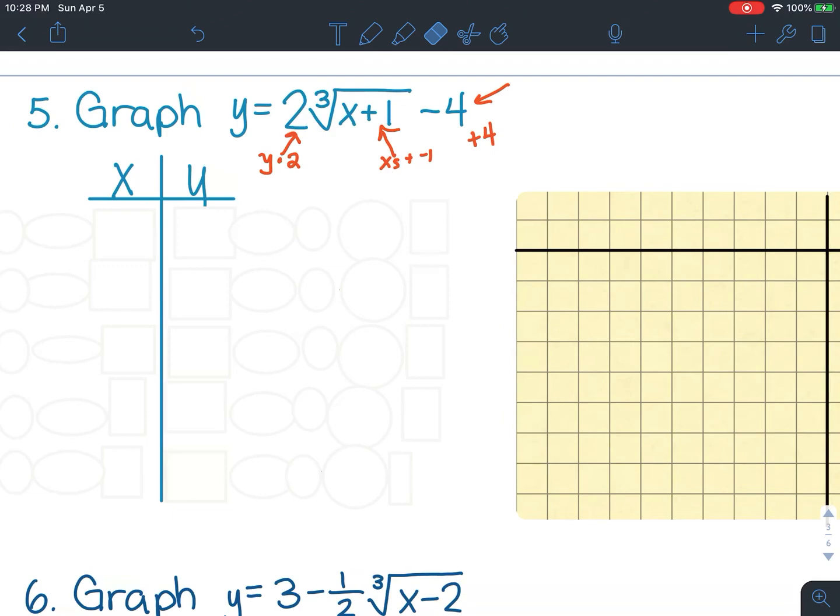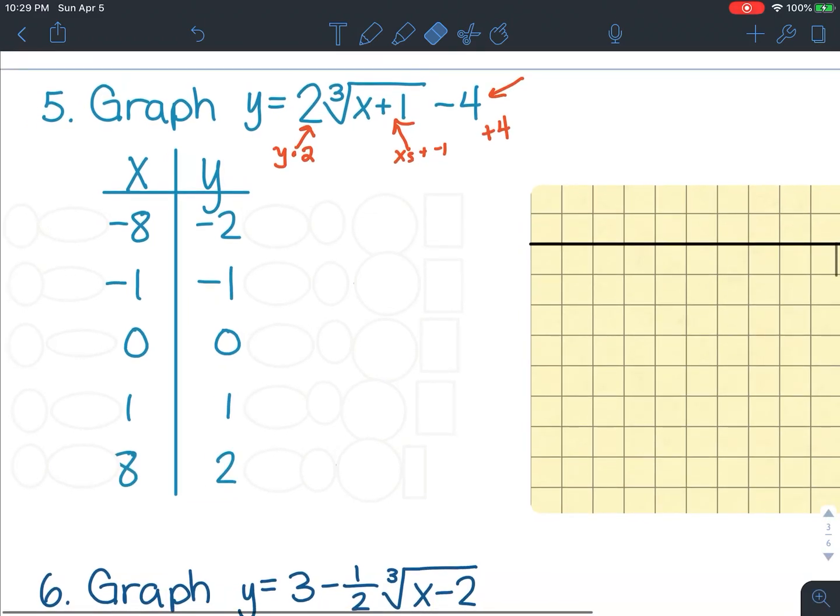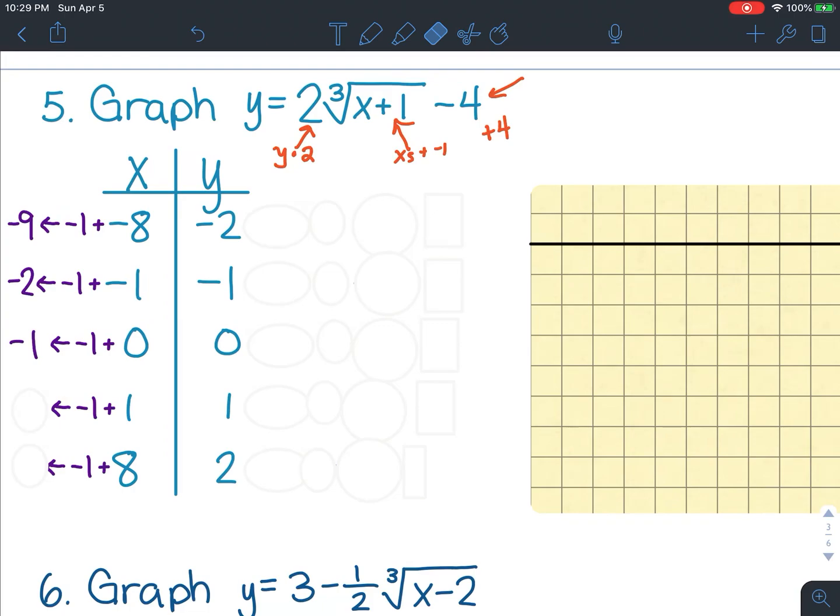Okay, but first we're starting with our original parent graph table of values. Negative 8, negative 2, negative 1, negative 1, 0, 0, 1, 1, 8, 2. So all the x values, we're going to add negative 1 to them, opposite of what's inside. So that'll be -9, -2, -1, 0, 7. And that's it, because there's only one change. We're not going to do any changes with horizontal stretching or compressing. That would be here. We're not going to do that.